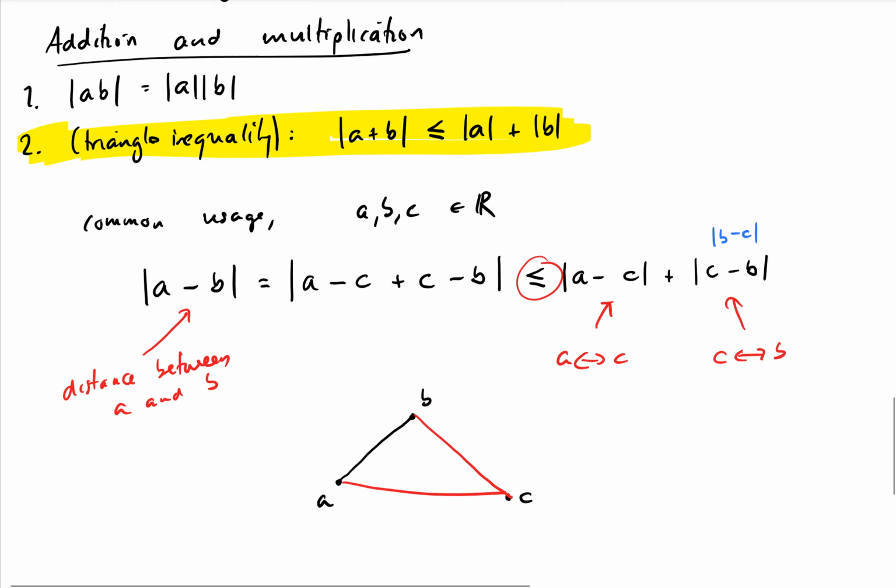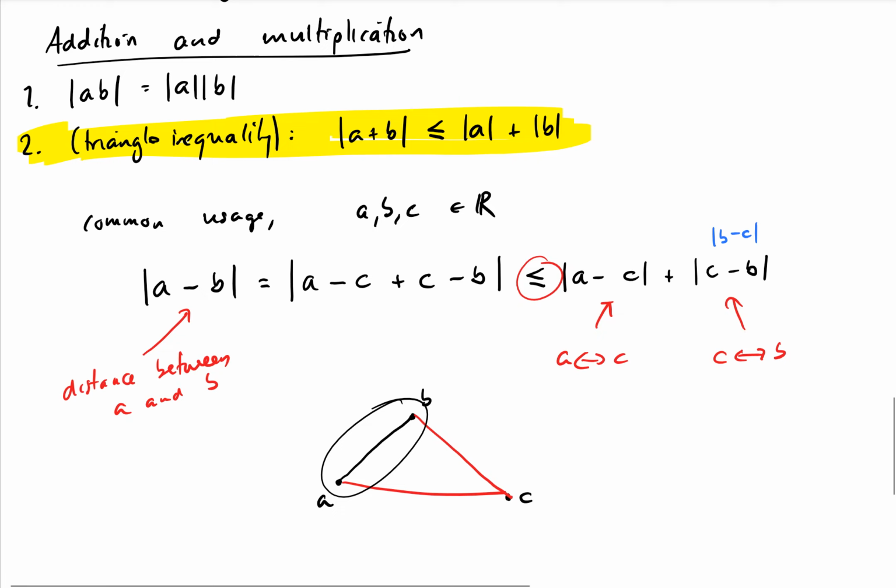So this says that this side length here is less than or equal to the sum of the other two side lengths, which is a basic rule about triangles: take any side and it's less than or equal to the sum of the other two sides. That's why it's called the triangle inequality.